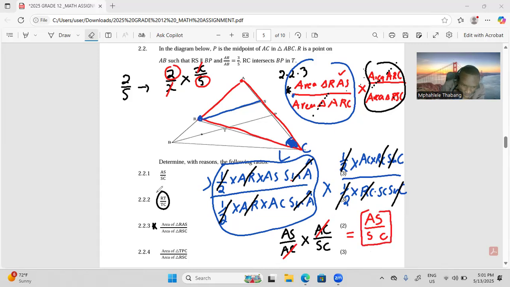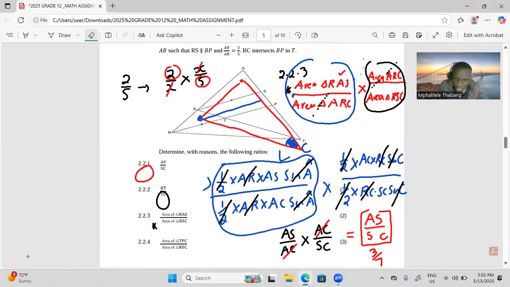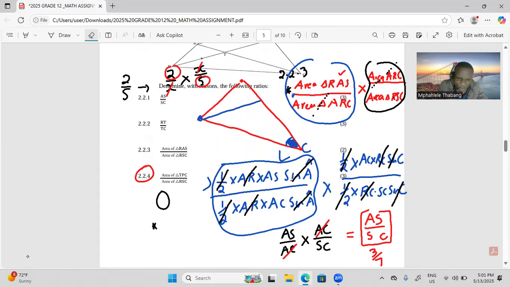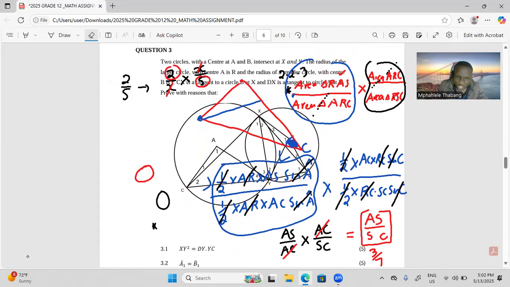AS over SC has been solved in 2.2.1. I forgot what the answer for AS over SC was. I think it was something like 3 over 7. So AS over SC is 3 over 7. You will check the answer for AS over SC, which we know was calculated in 2.2.1. So we have solved the problem of 2.2.3. It is AS over SC, which is 3 over 7. So this was the interesting question of Euclidean geometry, where we talk about the proportionality theorem.